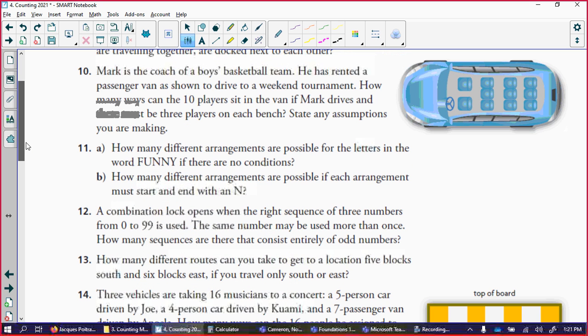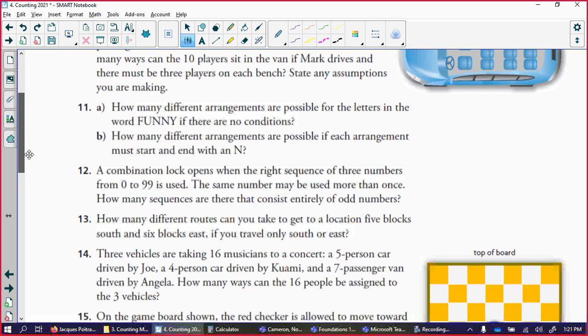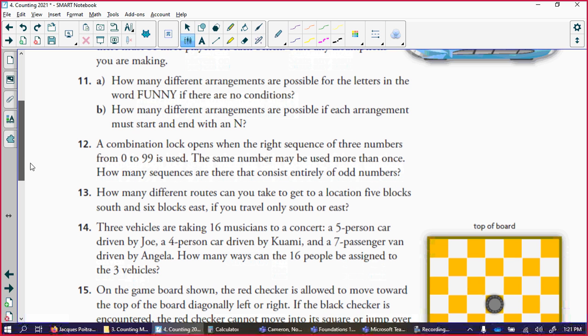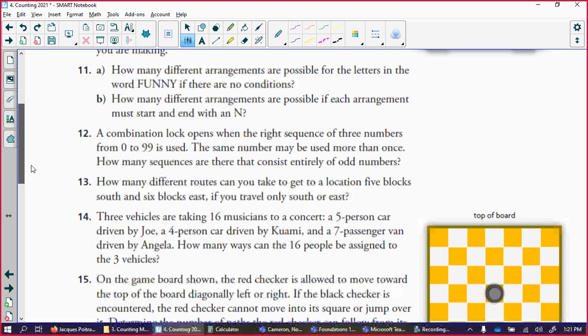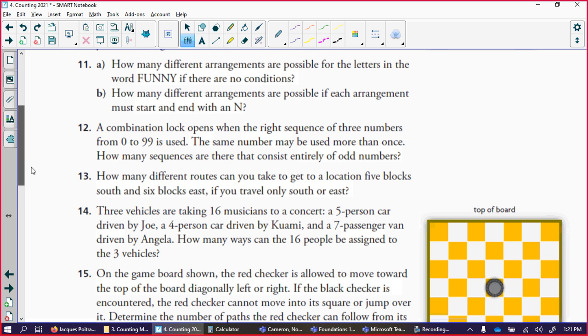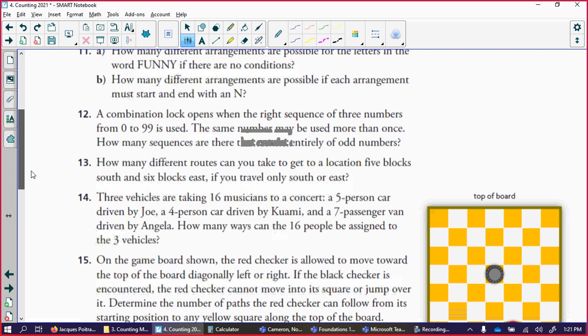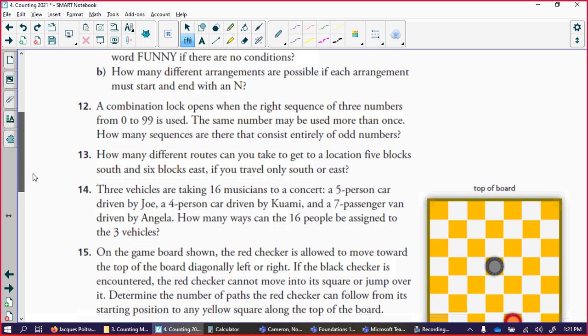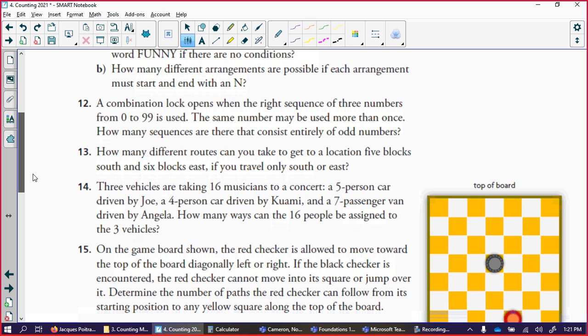How many different arrangements are there for the letters in funny, if there's no conditions, or if it must start with an N? A combination lock, the right sequence of 3 numbers. Is your lock actually a combination lock, or is it something different? How many different routes, 5 blocks south, 6 blocks east? If you can only travel south and east, that's one from a few units ago, the repetition one. 3 vehicles, 16 musicians, a 5-person car driven by Joe.